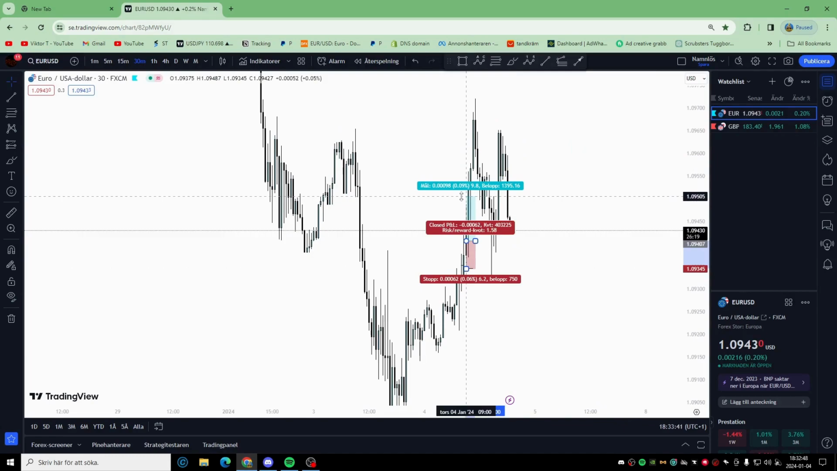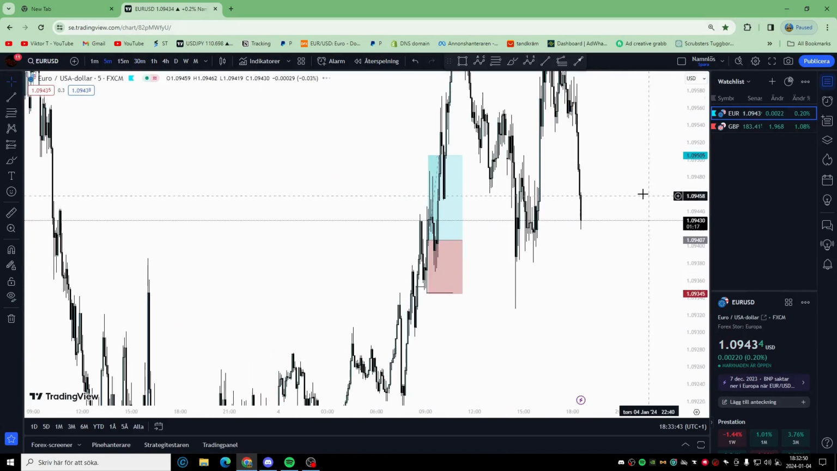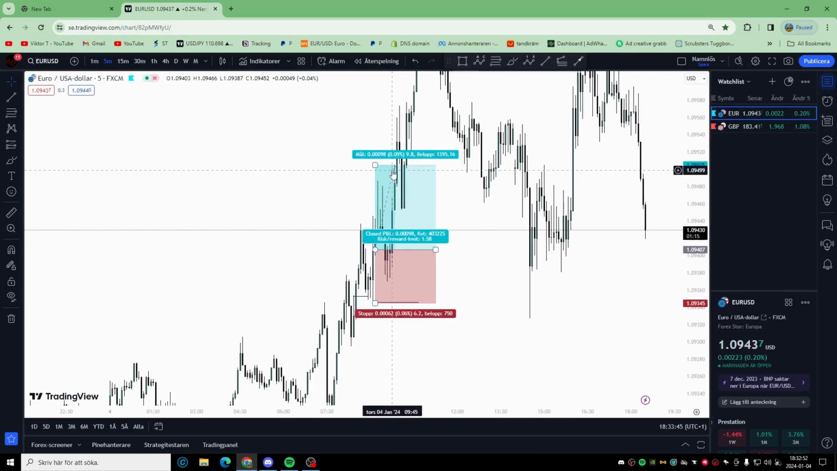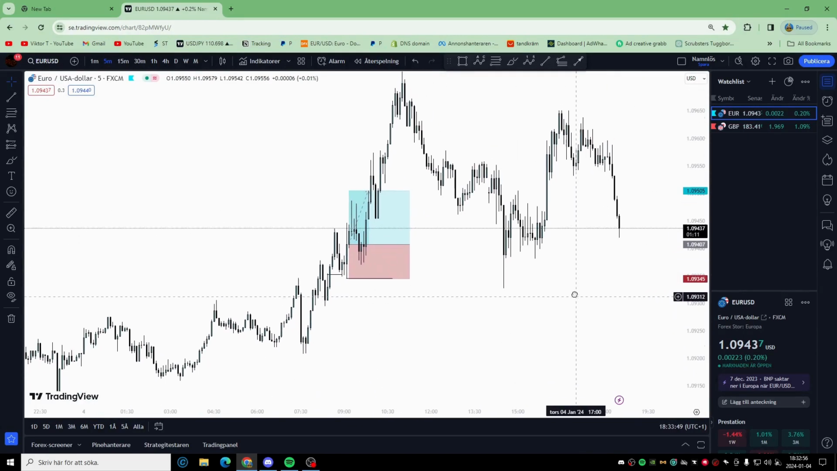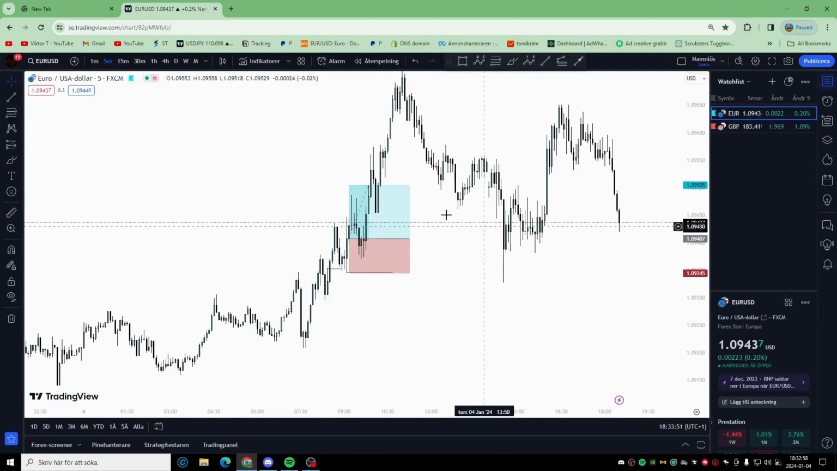We're not catching the whole move actually on this one. We were taking partials here because we were in with the 2% risk, high lot size. So this was the first trade.